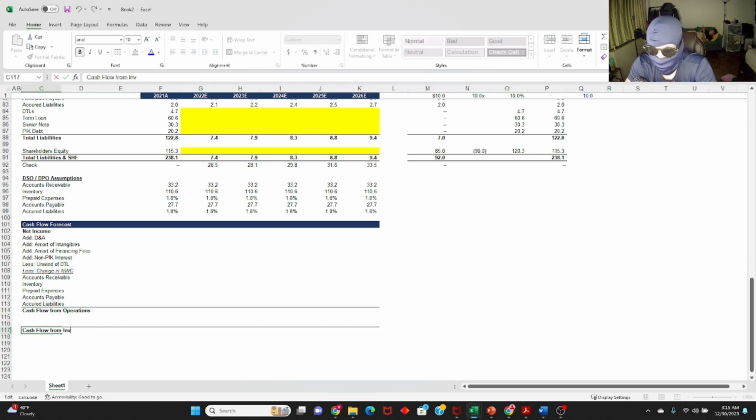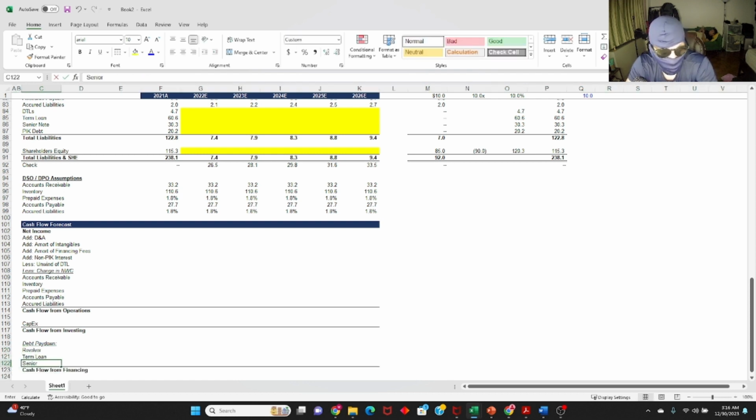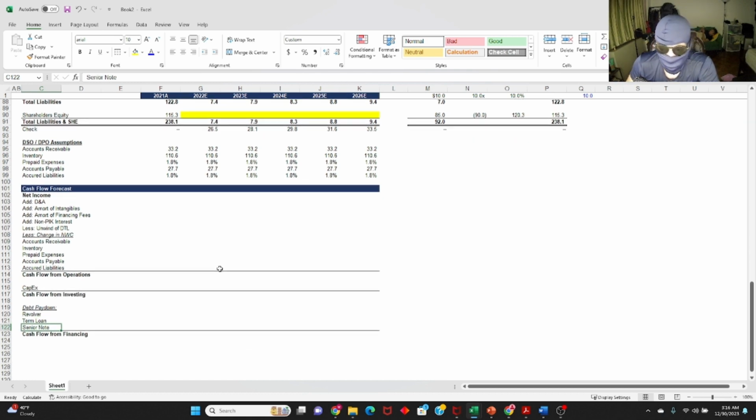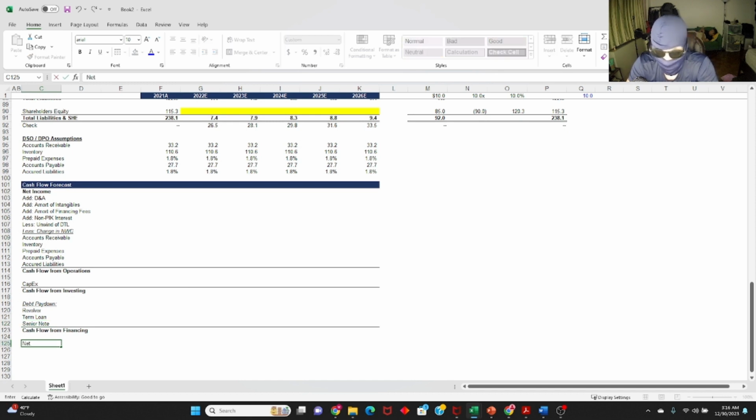And now you have your cash flow from investing. And here you just have one assumption that they gave you, which is your CapEx. And then after that, you have your cash flow from financing, which is going to be primarily just your debt pay down. So you have your revolver, your term loan, and then your senior note. You're not going to have your PIK because you're not really paying that down. That accrues over time. So that's why you just have these three debt facilities here.